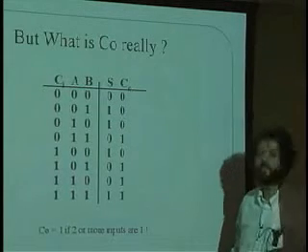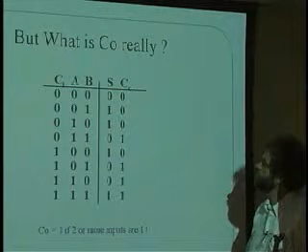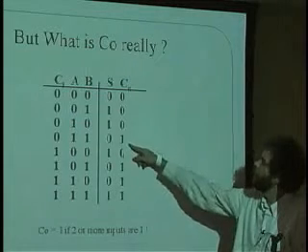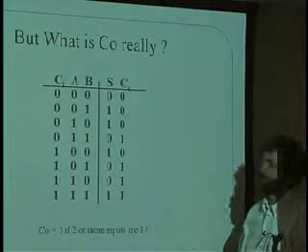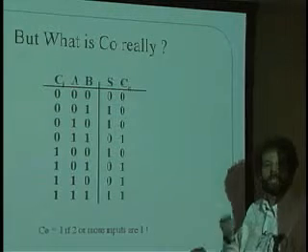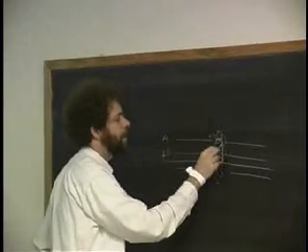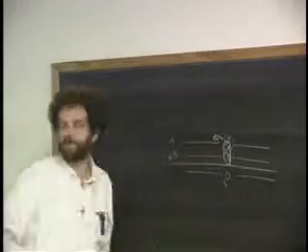But what really is CO? Aside from the logic, what the carry out is telling us in English is that the carry out is a 1 if 2 or more of the inputs are 1. That's really when we want to generate a carry. If 2 or more of these 3 bits, the bit A, the bit B, and the carry bit, are 1, then we generate a carry out. So that's an easier way to talk about it.